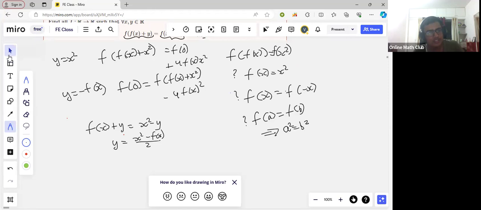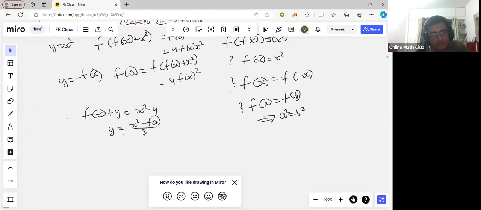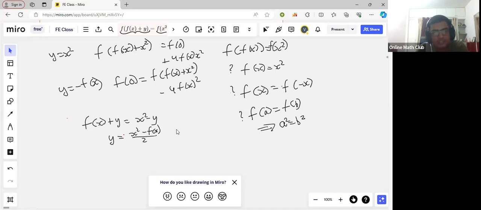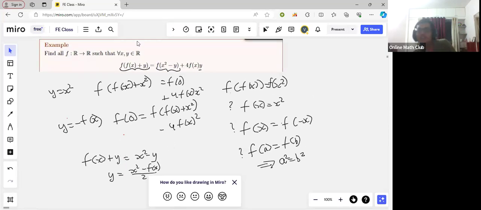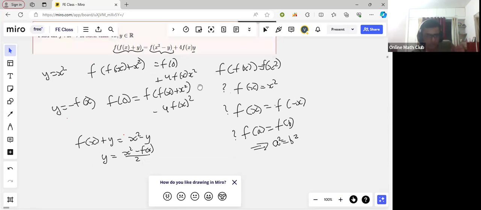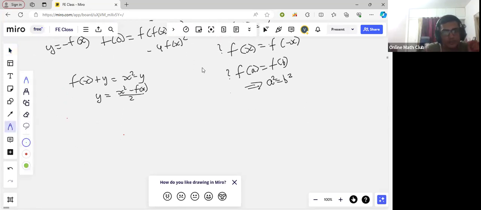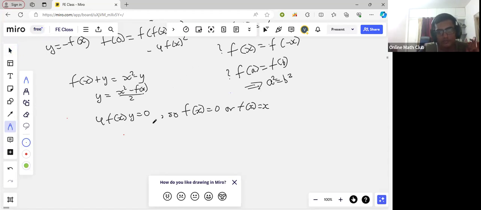So essentially what we're doing is we have created this substitution, which looks like some random substitution, but the idea over here is that we just want to make some stuff cancel. So what this substitution gives is that 4 f of x times y is equal to 0. So f of x equal to 0 or f of x equal to x square.